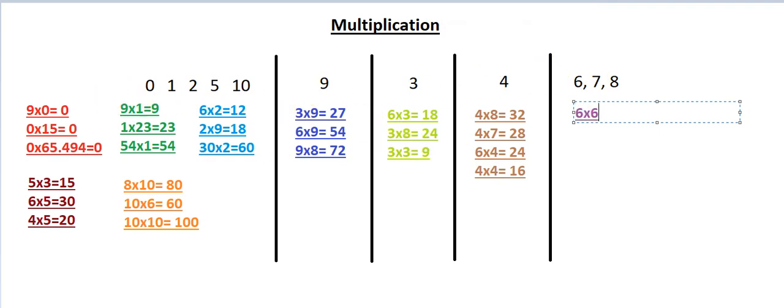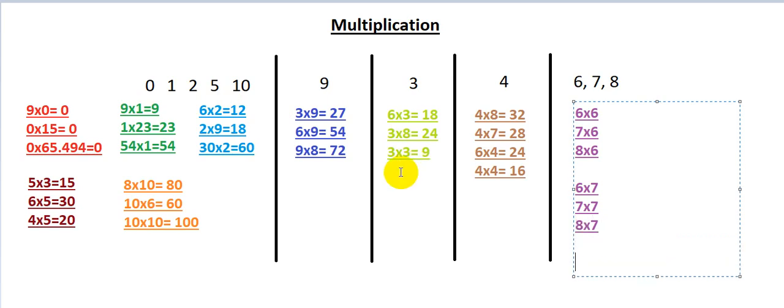So these multiplications are 6 times 6, 7 times 6, 8 times 6, 6 times 7, 7 times 7, 8 times 7, 6 times 8, 7 times 8, and 8 times 8. Let's put equal signs on all of that.